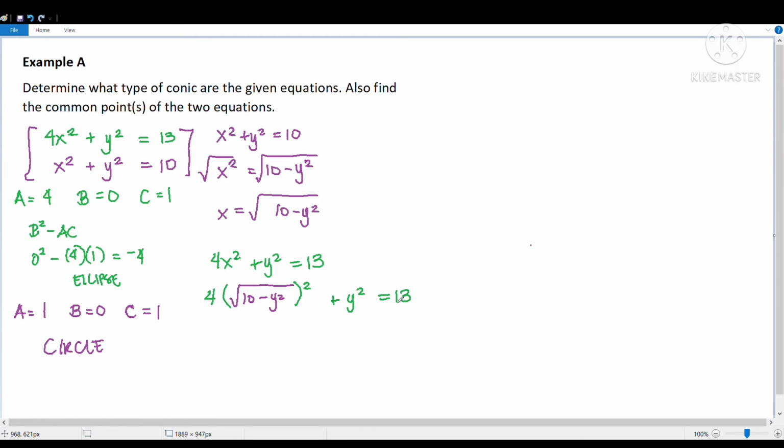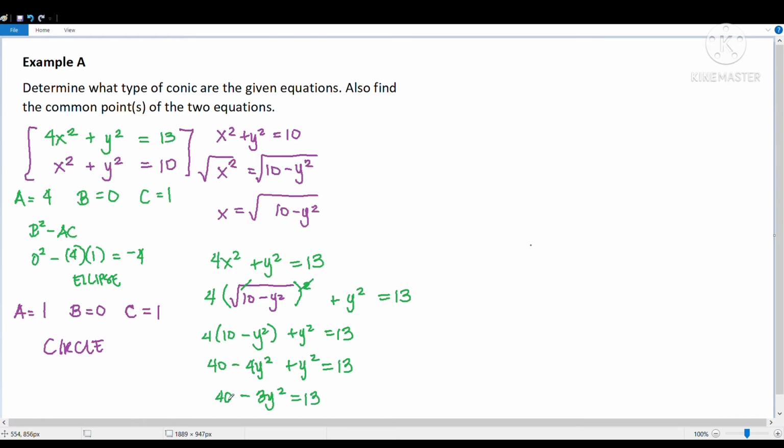Now let's solve for the value of y. In order to solve for the value of y, we have to cancel the square root with the power of 2, because it will become a power of 1. So we have 4 times 10 minus y squared plus y squared is equal to 13. After that, we distribute the common factor 4. We have 40 minus 4y squared plus y squared is equal to 13. And then we combine all the similar terms. So we have 40 minus 3y squared is equal to 13.